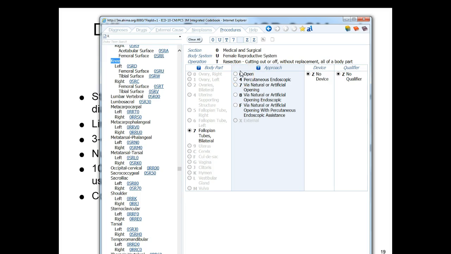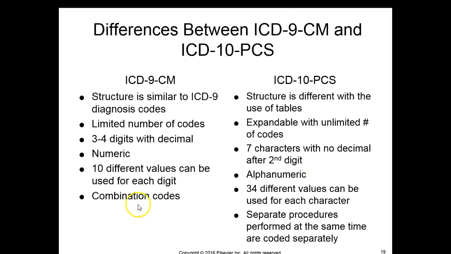On page 105 in your book, it basically tells you that we use the numbers 0 through 9 and the letters A through Z, but we do not use the letter I or the letter O in the procedural coding system. And it's easy to get things confused. When you're just learning, you can confuse an O with a 0. You can confuse a Z with a 2.